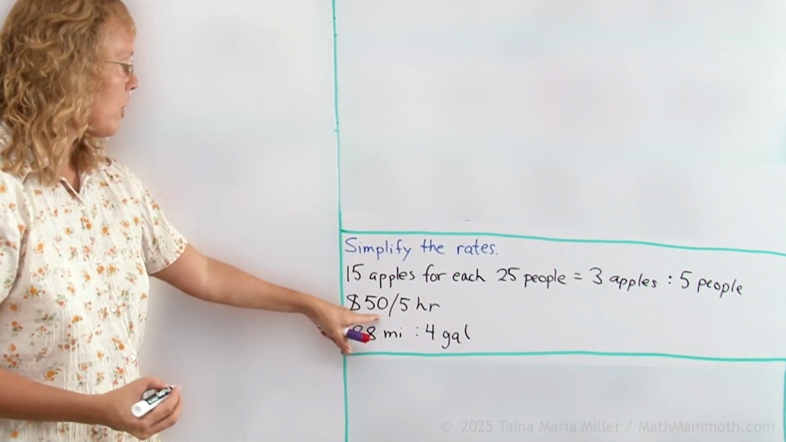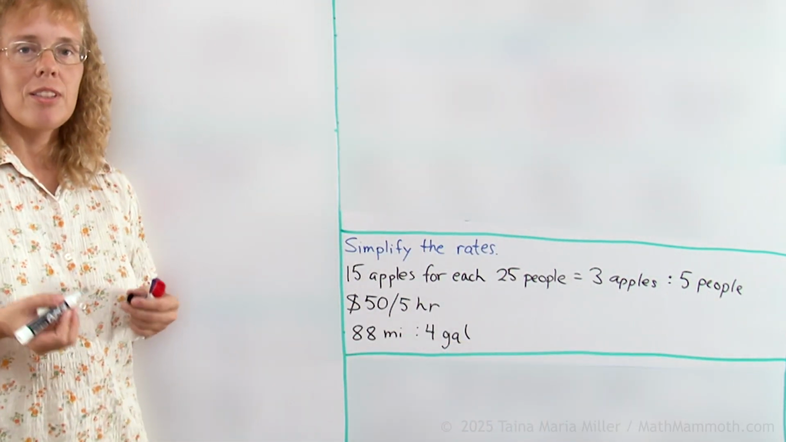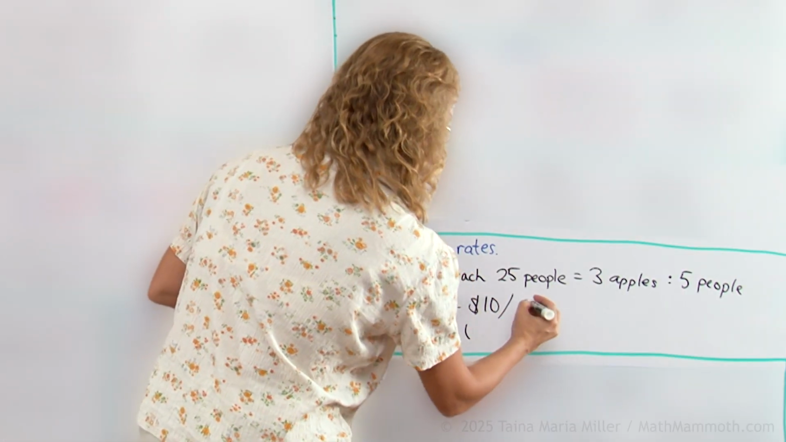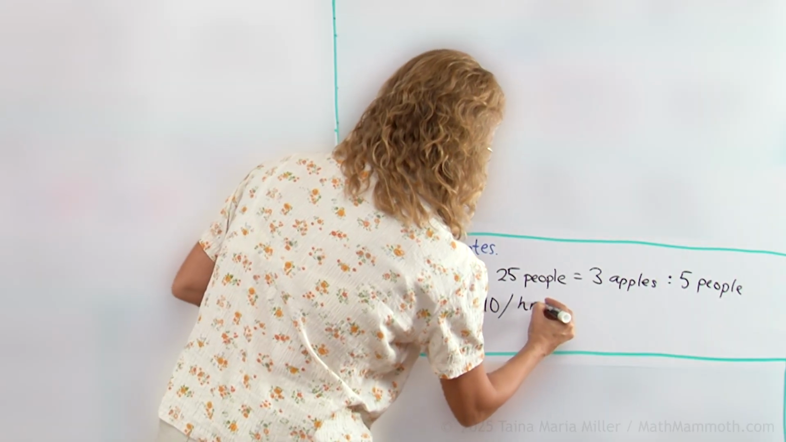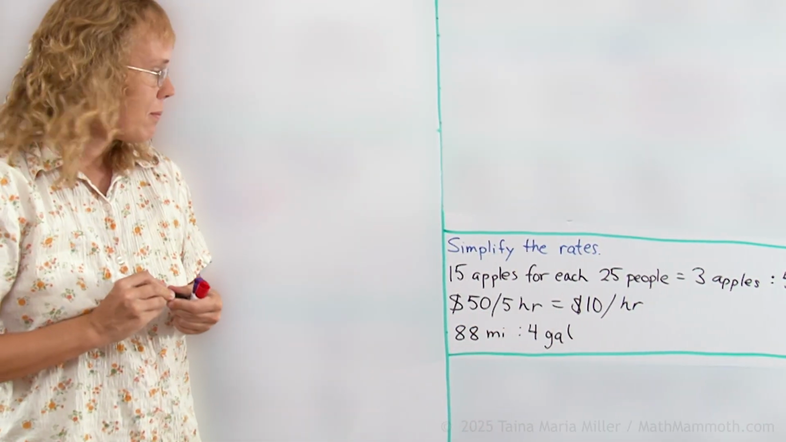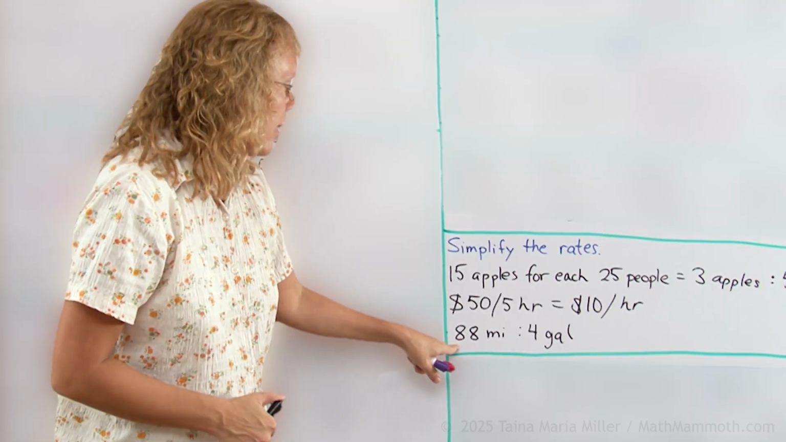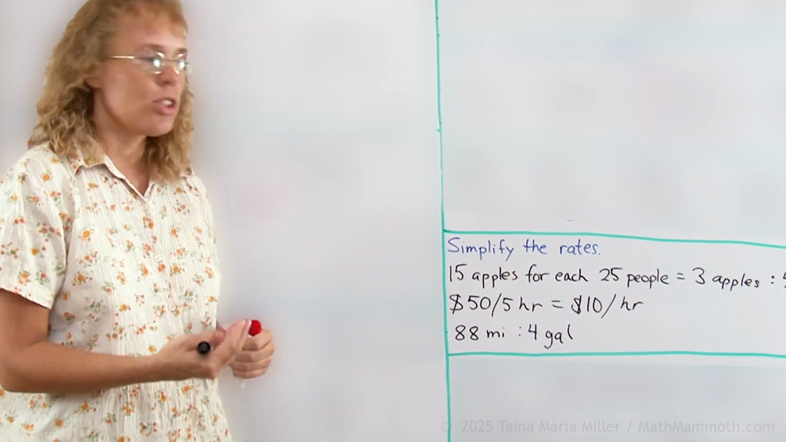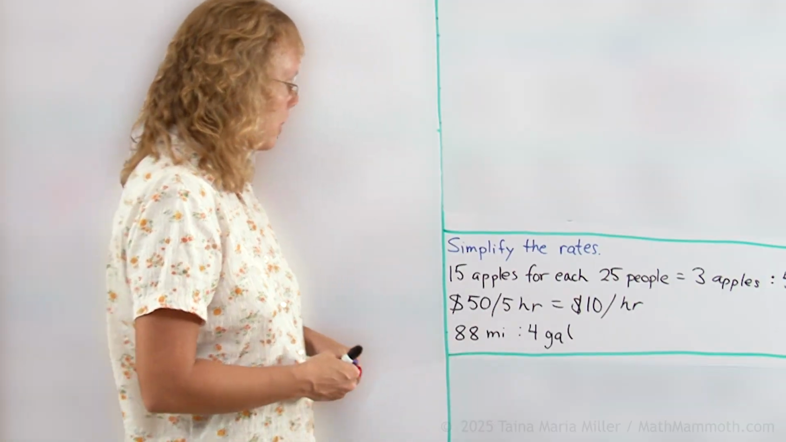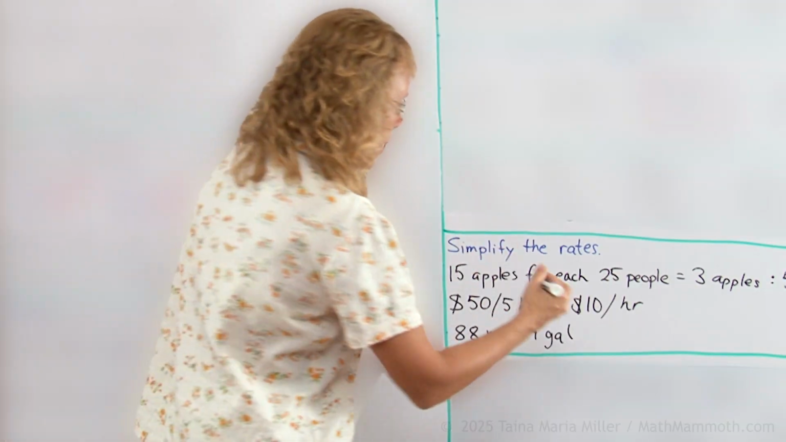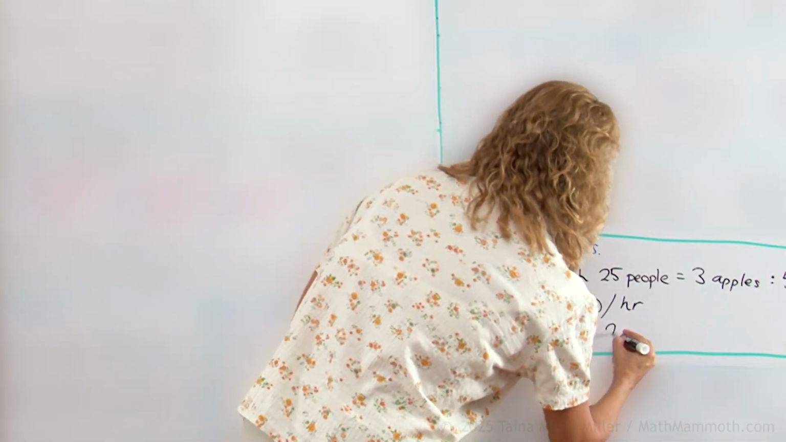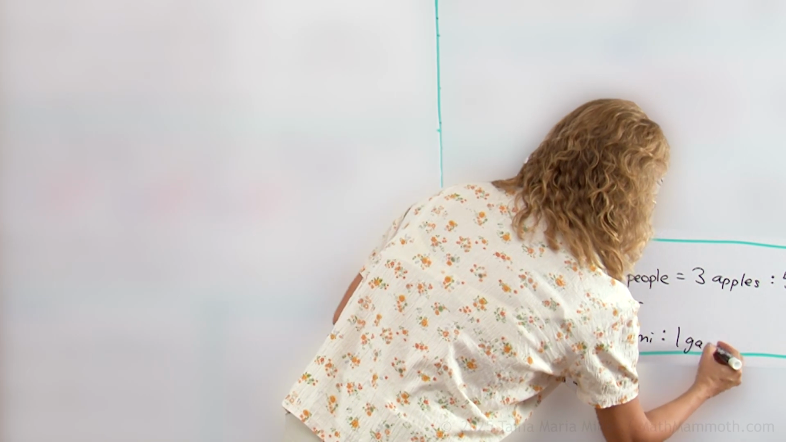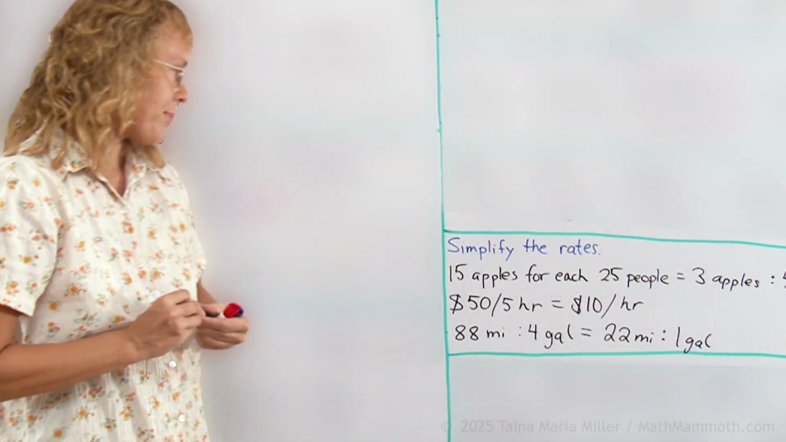Then here, $50 per 5 hours. Both numbers, they are divisible by 5, so I do the division and I get $10 per hour. 1 hour or hour. I can leave out the 1, it's a unit rate. 88 miles to 4 gallons. It could be the gas mileage of a car. Both of these numbers are divisible by 4. So I will get now 22 miles to 1 gallon. Or it could be per gallon.